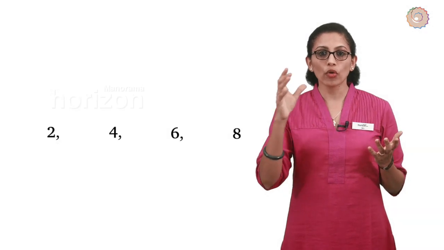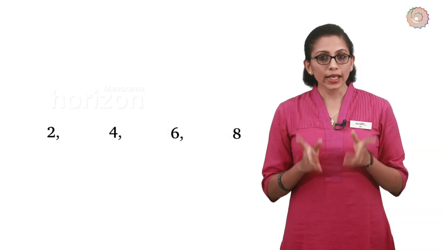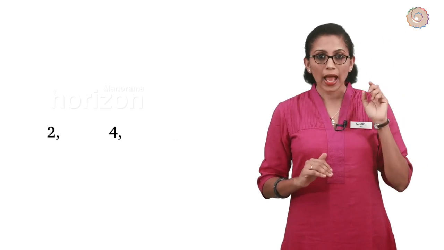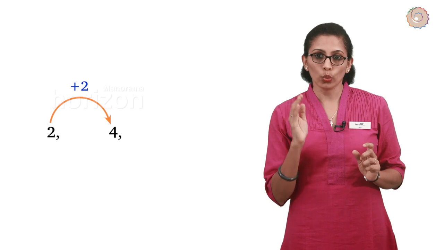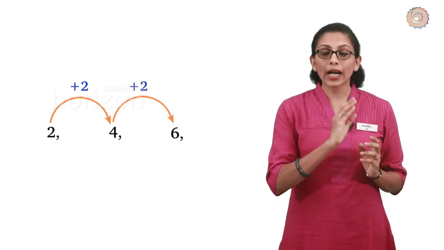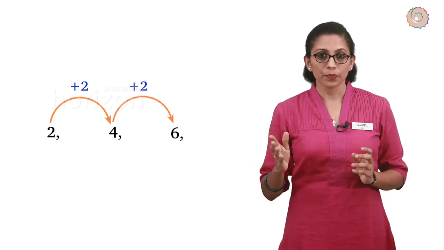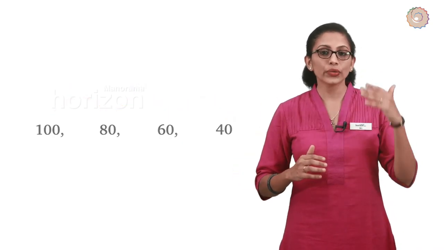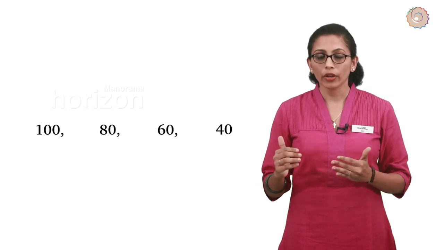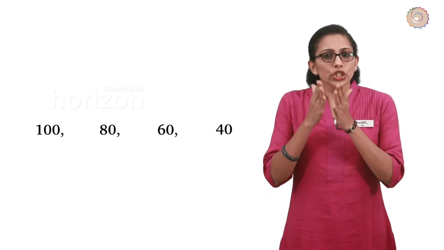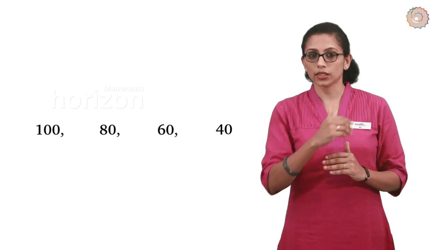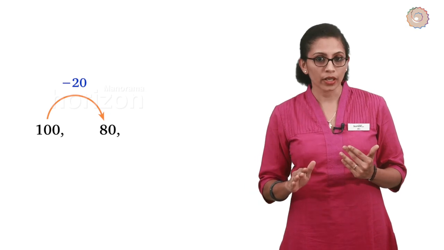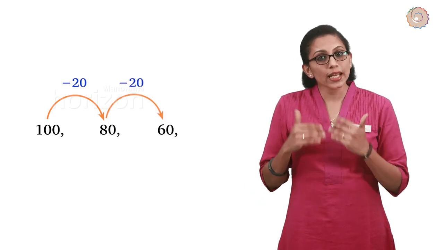Now take the list 2, 4, 6, 8. We can find that each term is 2 more than the preceding term. 2 is the first term. Adding 2 to 2, we get 4, right? Now, adding 2 to 4, we get 6. Adding 2 to 6, we get 8. Now, take the next list: 100, 80, 60, 40, and so on. We can find that each term is 20 less than the preceding term. 100 is the first term. Next term 80, which is 20 less than 100. Again 60, which is 20 less than 80.